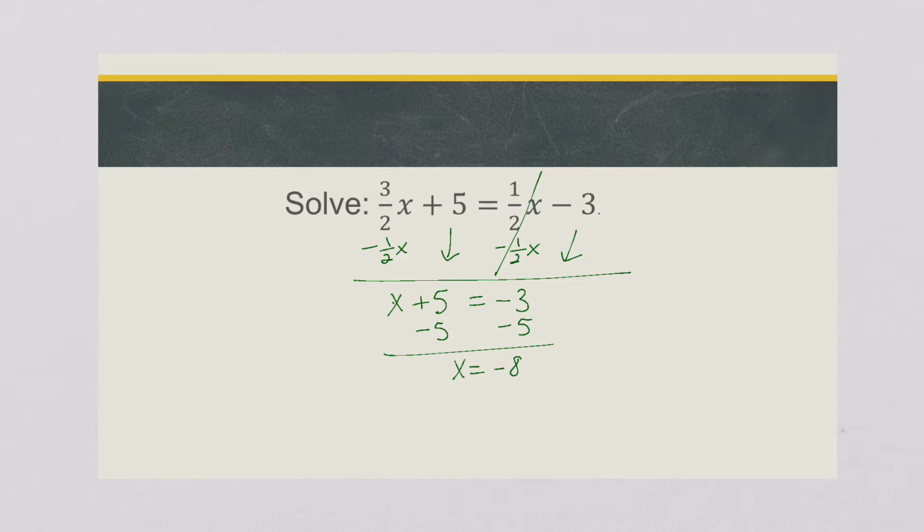So let's put negative 8 in where we see x. So 3 over 2 times negative 8 plus 5, is that equal to 1/2 times negative 8 minus 3. 3 halves times negative 8, 2 will go into negative 8 4 times. 3 times negative 4 is negative 12. Is that equal to half of negative 8 is negative 4. Negative 12 plus 5 is negative 7. Negative 4 minus 3 is also negative 7. So I feel certain that's correct.